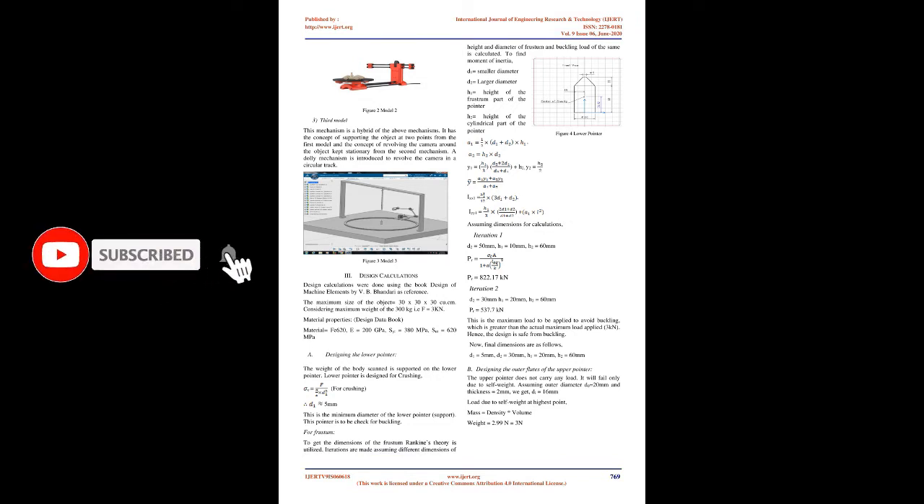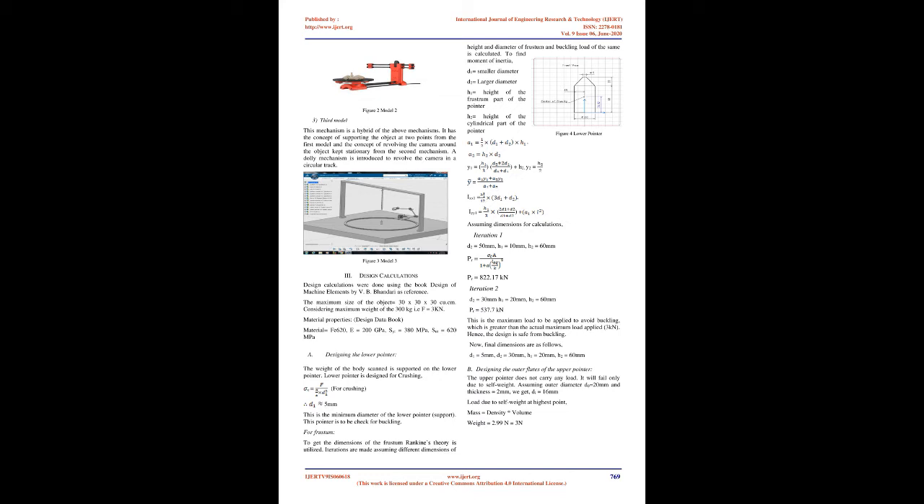It has the concept of supporting the object at 2 points from the first model and the concept of revolving the camera around the object kept stationary from the second mechanism. A dolly mechanism is introduced to revolve the camera in a circular track. 3. Design calculations.